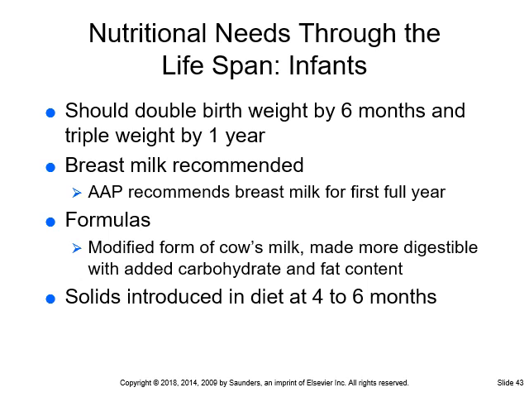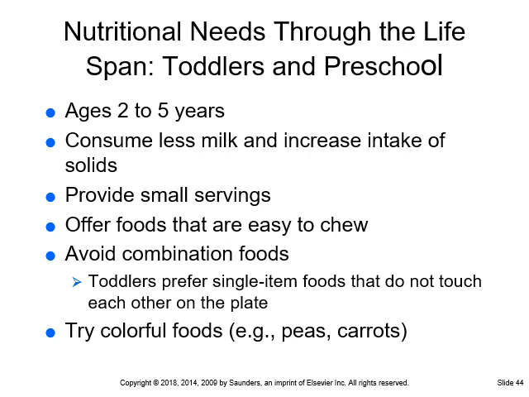Solid foods can be introduced to the child's diet between 4 to 6 months of age. Solid foods should be introduced gradually and one item at a time. During the toddler and preschool years, ages 2 to 5 years old, the growth rate tends to level off. The child consumes less milk and increases intake of solid foods. Toddler food choices may change frequently. They seem to have a hearty appetite at times and then show lack of appetite over time.